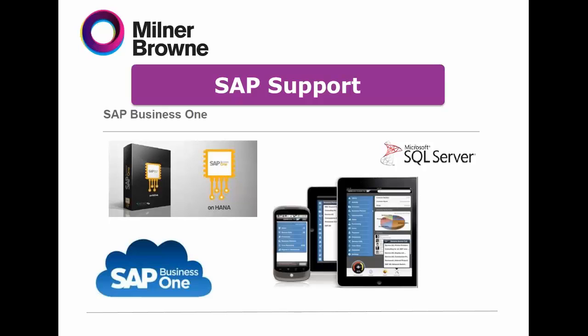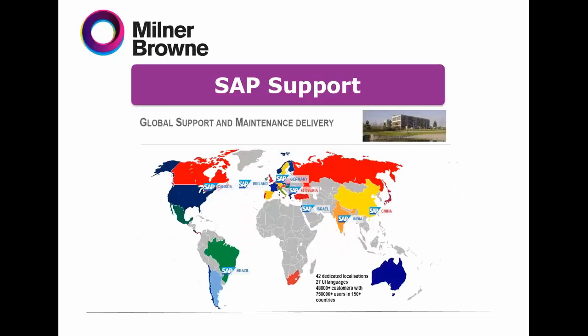Then we move on to SAP Support. So obviously we try to resolve as many issues as we can within Milner Browne, and we have a very small amount that we do have to pass to SAP if there's a bug or an issue in the software. So we have the same facility to log issues with SAP themselves, and they support obviously SQL and HANA. So we can log them across. So we've got global support and maintenance delivery with SAP.